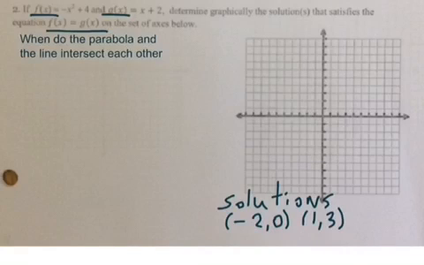The solutions that you should have gotten are (-2, 0) and (1, 3). Be sure when writing down the solutions that you put both sets of coordinates in parentheses.